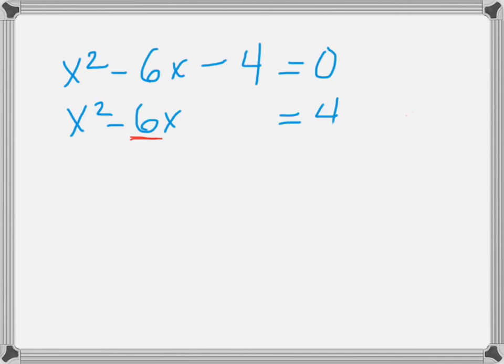And we're going to take half of that, half the middle term. We're going to take half the middle term and we're going to square it. And when we square it, we're going to get 9, and we're going to add it to both sides. Now what we have done is we have completed the square on this side, on the left-hand side of the equation.